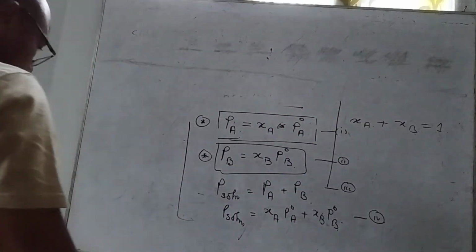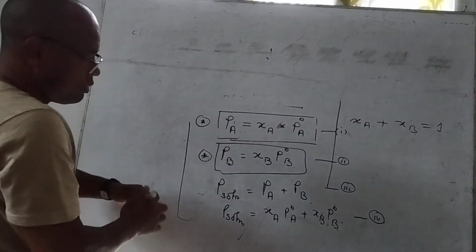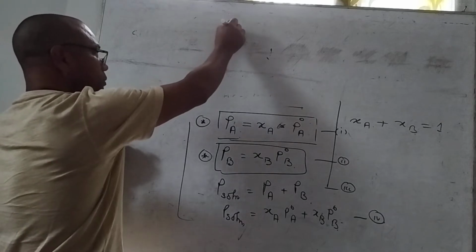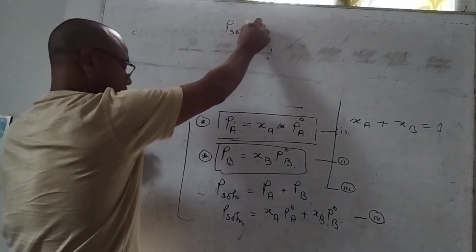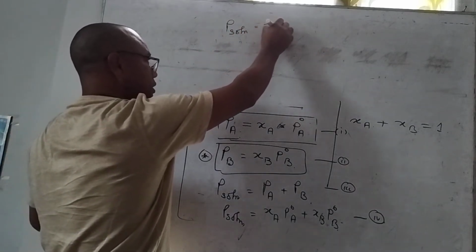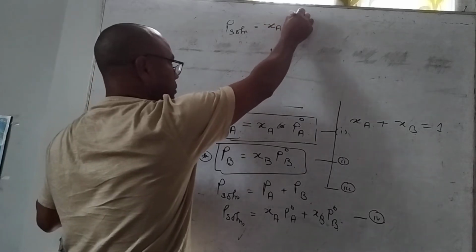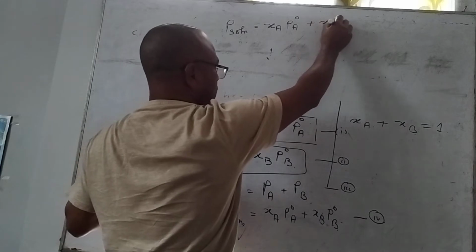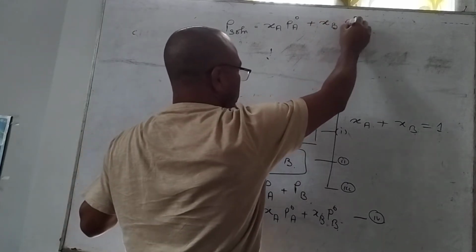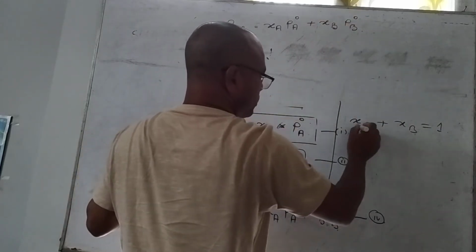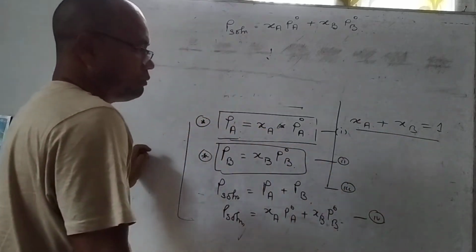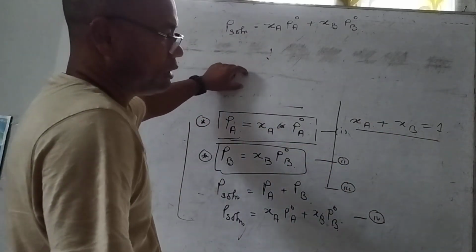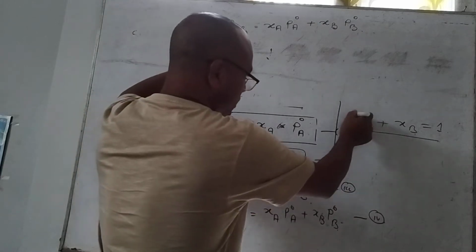So by using this equation, what is this equation? That is, the vapor pressure of the solution is equal to the mole fraction of component A times the vapor pressure of component A in the pure state, plus the mole fraction of component B times the vapor pressure of component B in the pure state. As we know, the sum of the mole fractions of A and B is equal to 1.